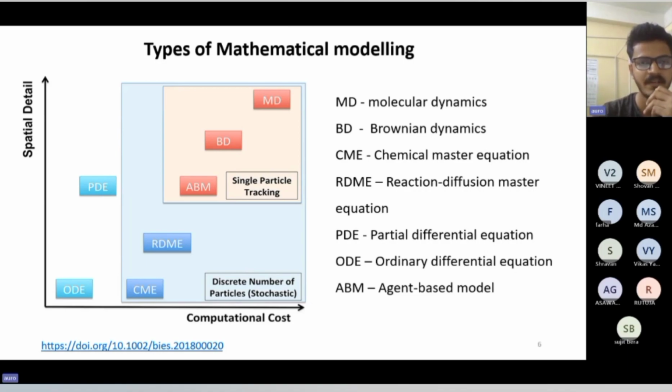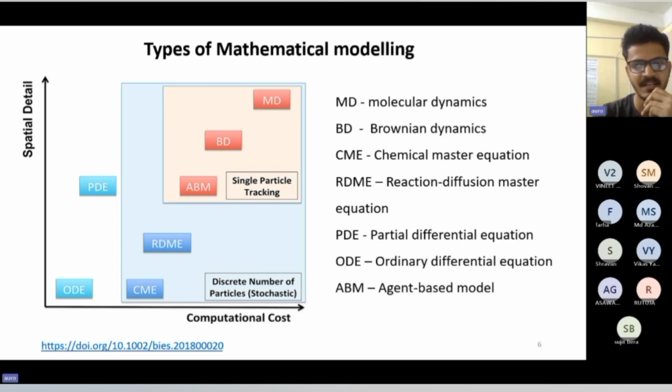Then we come a little bit to this side, with more spatial detail. There is agent-based modeling, and we'll discuss later on how agent-based modeling works. This is kind of at the sweet spot. It is not too computationally expensive like MD simulations, but at the same time, it gives us some spatial details, and the time scale is very large, on the scale at which biological processes occur.